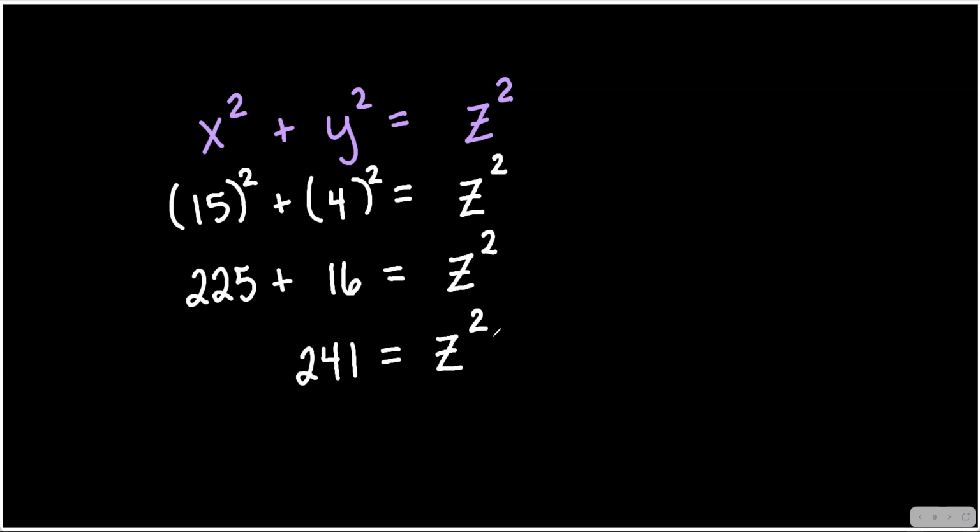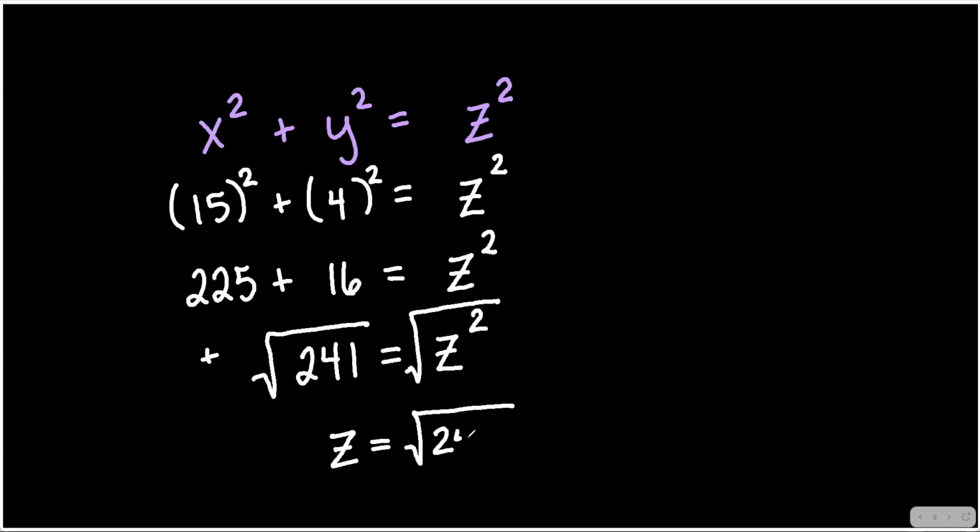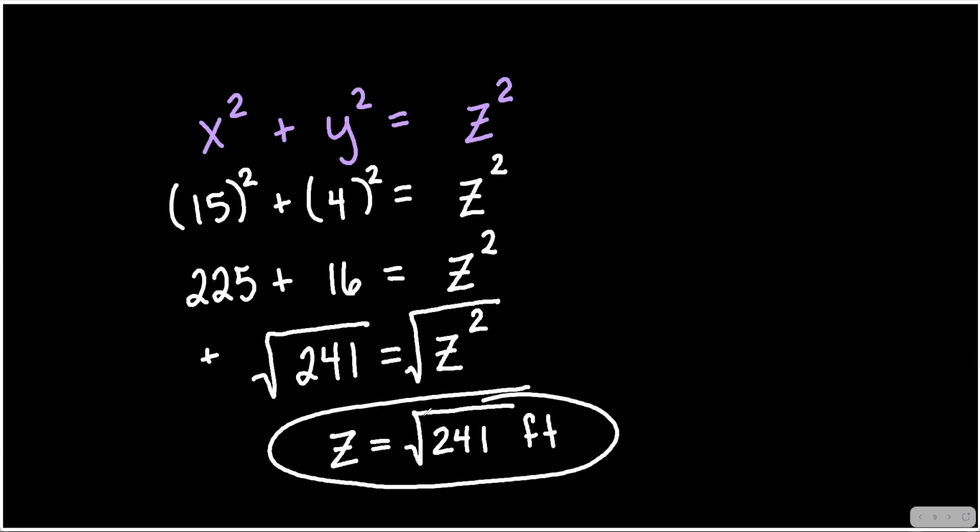And so how do I get z by itself? Well, we're going to square root. Normally when we square root, we get a plus and a minus. But because we're talking about length, we would only have a positive version. So that means z would be equal to the square root of 241 feet. Okay, so I now know that.